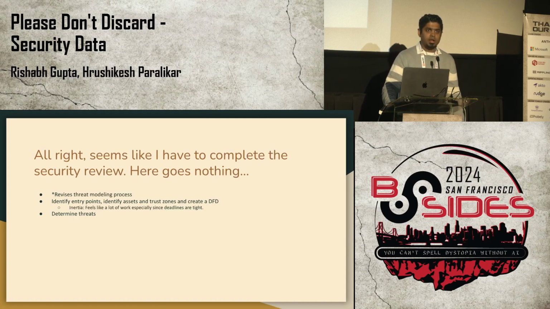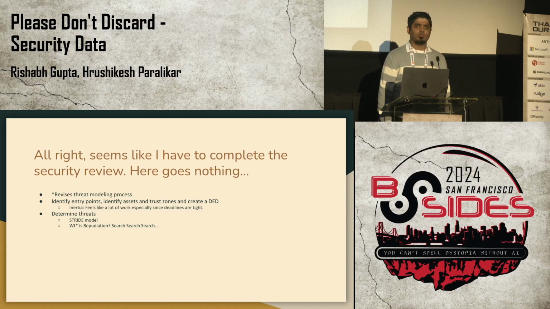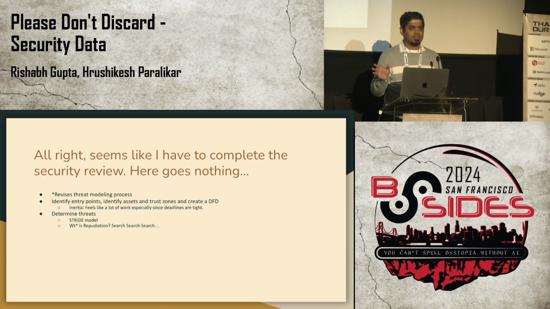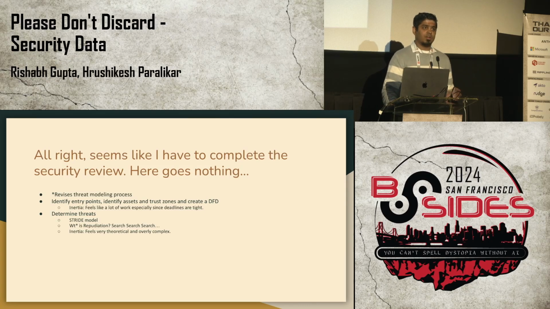So I go ahead, I determine the threats now, right? STRIDE model. Like what? Repudiation? I haven't really used this word in any conversation ever in my life. I don't know what this means, and every few months I'm searching what it means every single time, right? And then after a lot of searching for the STRIDE model, gathering a bunch of references, looking at old threat models to understand stuff, here I am. I have generated a few threats, and I'm still not sure if I've done the right thing.